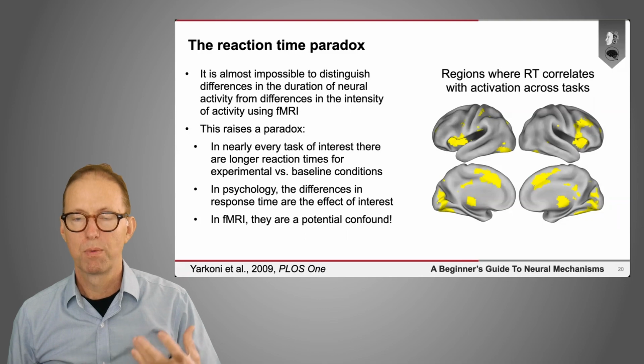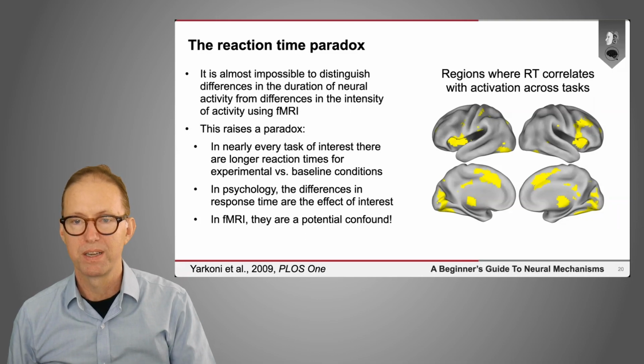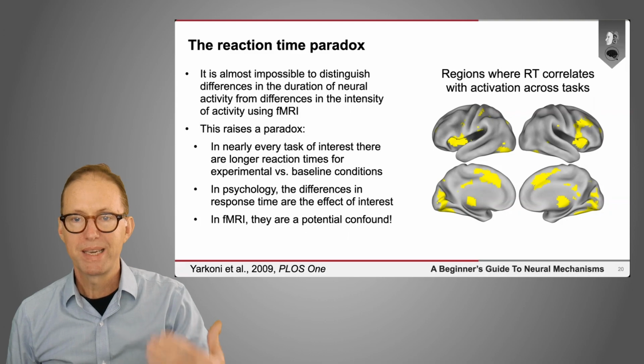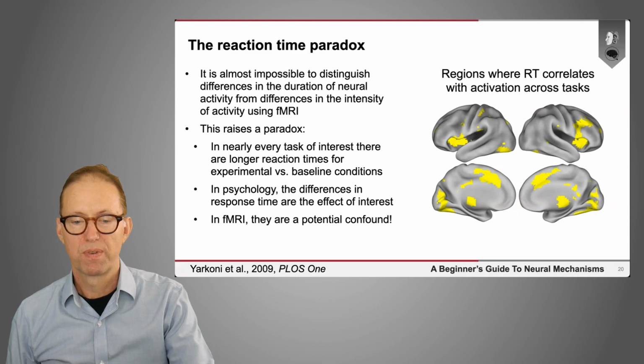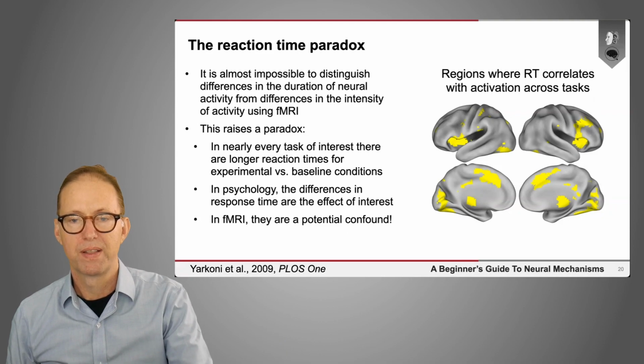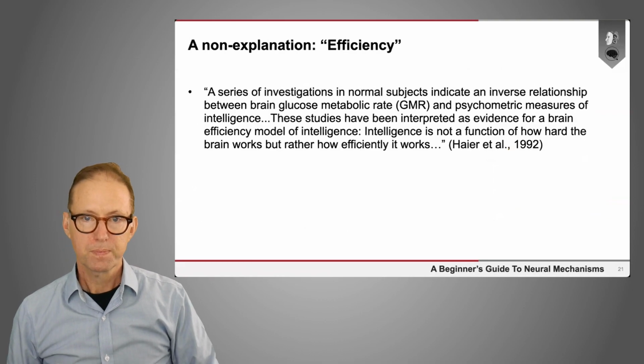And so what this suggests is that when we see activation in one of these areas, if we haven't properly modeled the effects of reaction time and removed them from the fMRI signal, then we can't be sure whether this reflects increased activity of the neurons in that area, or simply reflects the fact that the neurons are doing exactly the same thing. They're just doing it for a little bit longer because the reaction time is longer.